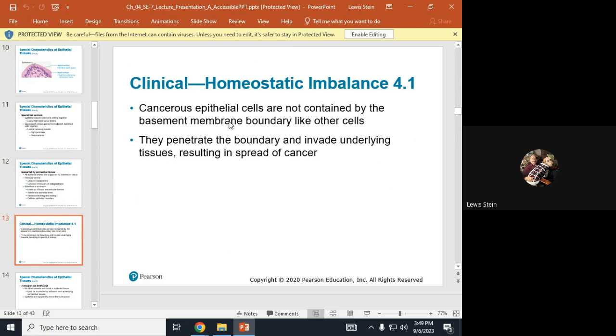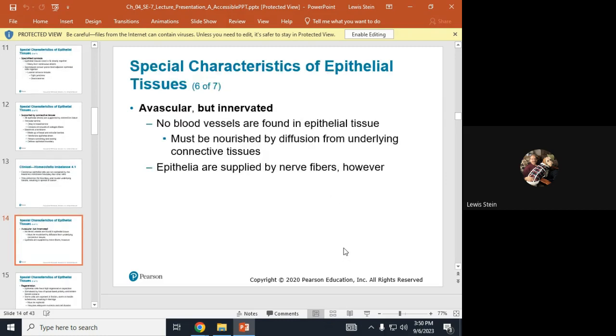The term invasive is a very ominous term. It's what we look for when we define how we are going to treat a cancer. So they penetrate the boundary, invade, and it spreads. And sometimes it can spread far, once it gets in the bloodstream or lymphatics, all over the place. So it gives you some idea.